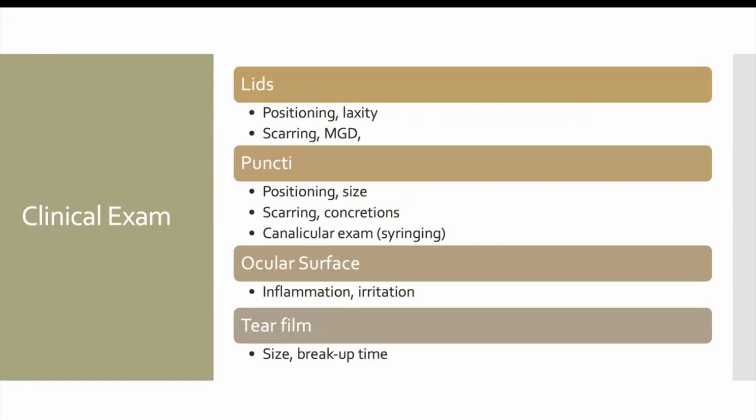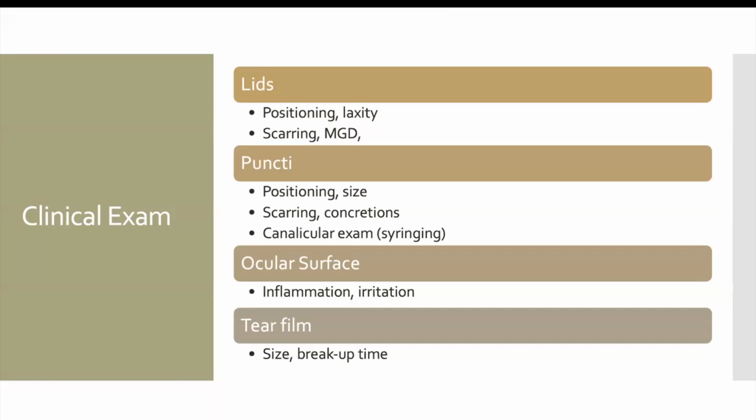Look at the puncta. Are they positioned well against the globe? If there's an entropion, does that mean they're being hidden or blocked by the positioning of the lid? Are they very tight? Are they very narrow? Are they scarred because of, for example, a previous adenoviral conjunctivitis, or previous conjunctival infections or inflammatory conditions? Are there any concretions that need to be removed?